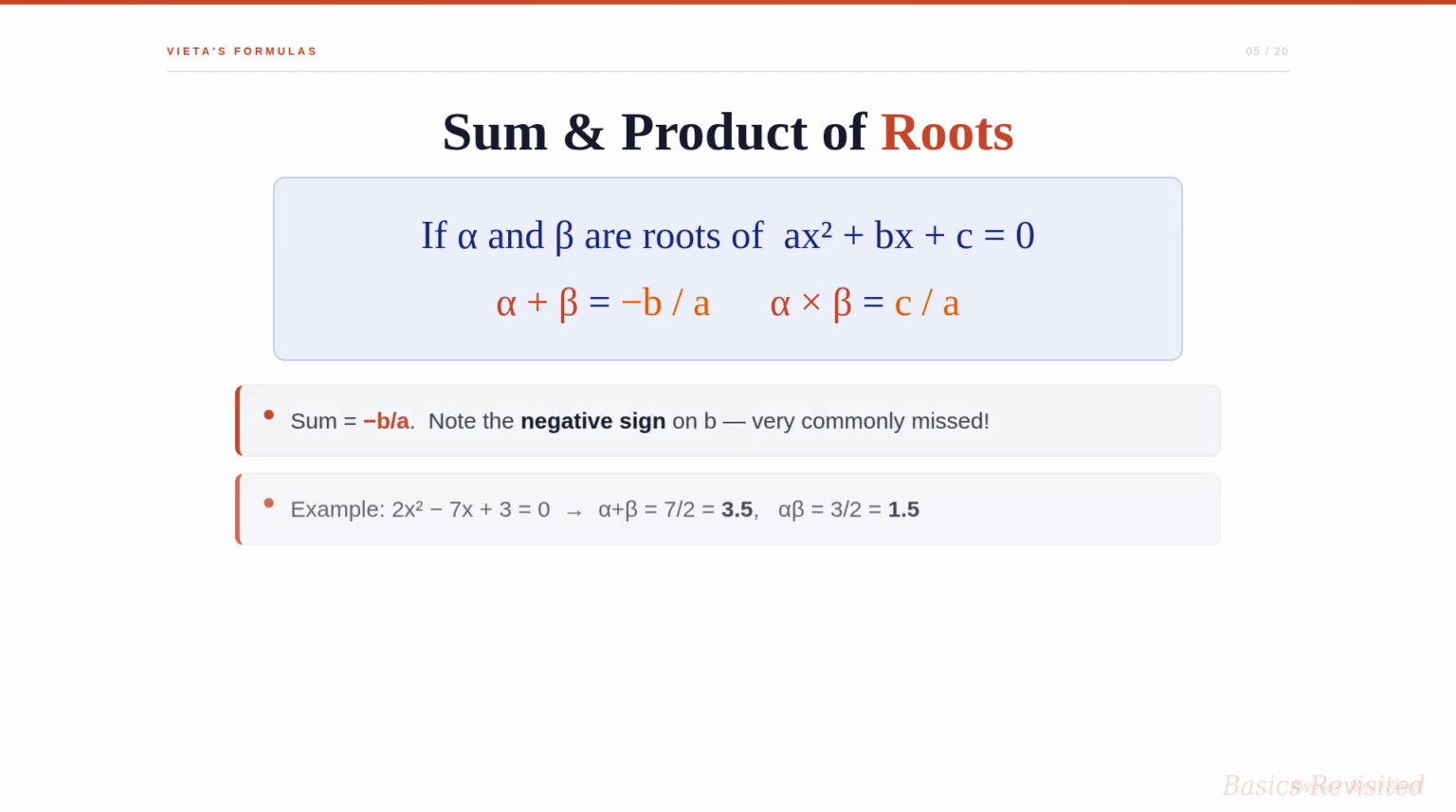Example: 2x squared minus 7x plus 3 equals 0. Sum equals 7 over 2, which is 3.5. Product equals 3 over 2, which is 1.5. To form a quadratic from known roots, write x squared minus the sum times x plus the product equals 0.